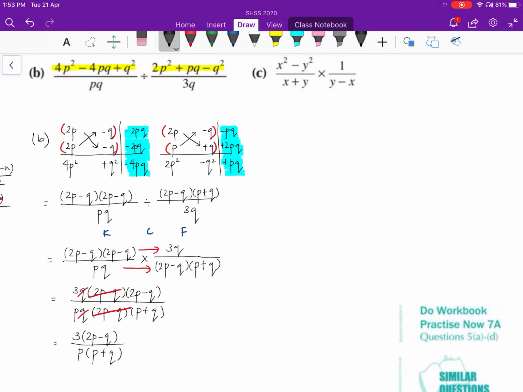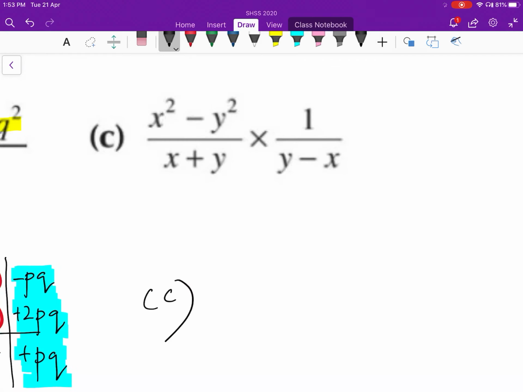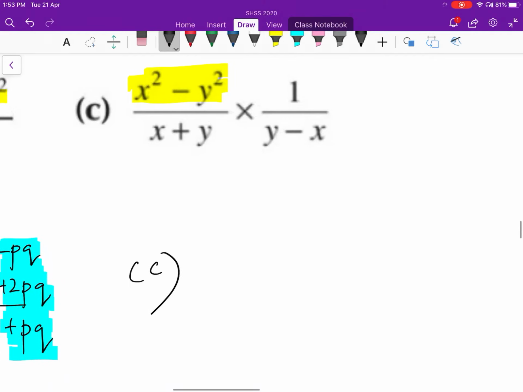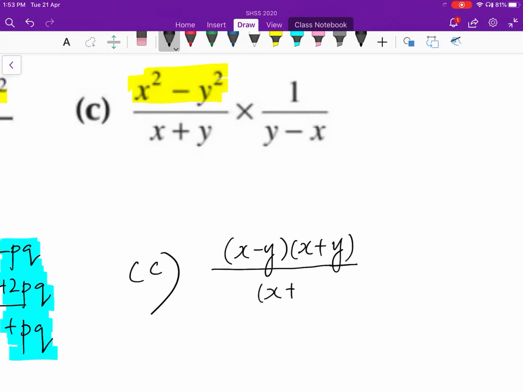Let's do part C. Let's take a look at part C question. We have (x squared minus y squared) over (x plus y) times 1 over (y minus x). If we realize there's something that we can factorize here, which is x squared minus y squared. Let's factorize x squared minus y squared. X squared minus y squared factorization will be (x minus y)(x plus y) over (x plus y) times 1 over (y minus x).